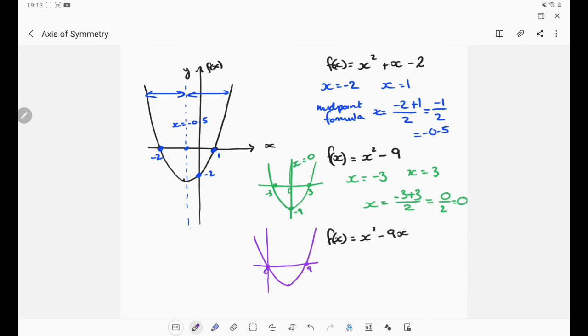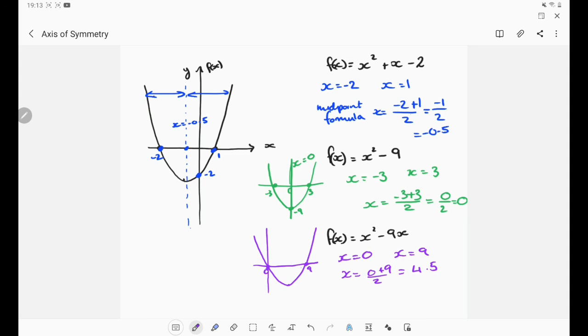Lastly, we had this example, and we had x equals 0 and x equals 9 as our roots. What's in the middle of 0 and 9? Well, x equals 0 plus 9 divided by 2. And that is going to give you 9 divided by 2. So you're going to have 4.5.